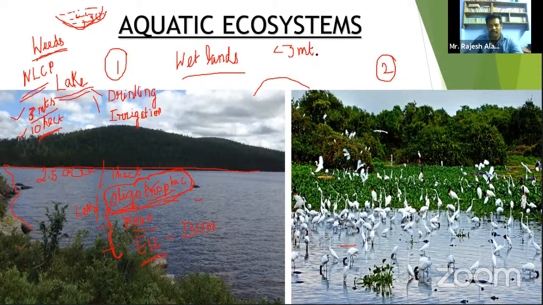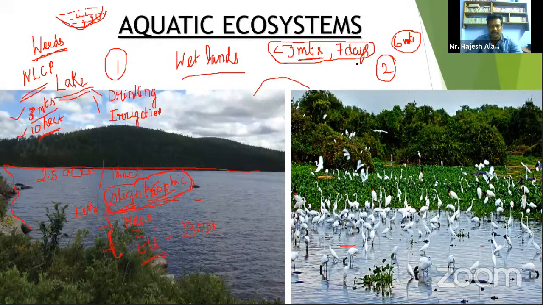The water depth should be less than 3 meters and the stagnation of water should be there for at least 7 days. If water gets stagnated for at least 7 days, these are the two limiting conditions. And the low tide height should not exceed 6 meters. If these two criteria are fulfilled, then I can call something a wetland. The depth of water is less than 3 meters and water should be stagnant for 7 days.